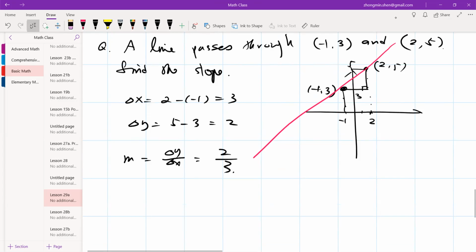The slope is still 2/3. And if you are told another point on the line, you use that other point, you can get the same value. Okay, let's try to figure out this intersection point.